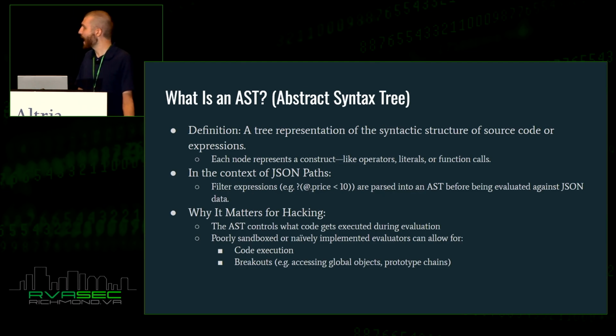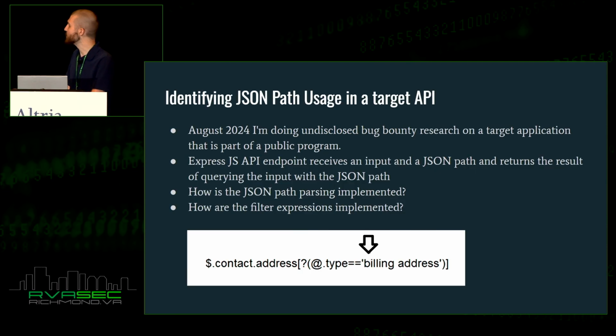Why this matters for hacking is because this is essentially what's getting executed when we provide that user-provided JSON path to the remote server. It's using an AST evaluator, as we'll see. Unfortunately, these can be implemented in ways that cause breakouts via accessing global objects or prototype chains, which we'll get into in JavaScript, or just arbitrary code execution. So that's worth playing for because getting server-side execution on this API that we're looking at is definitely valuable.